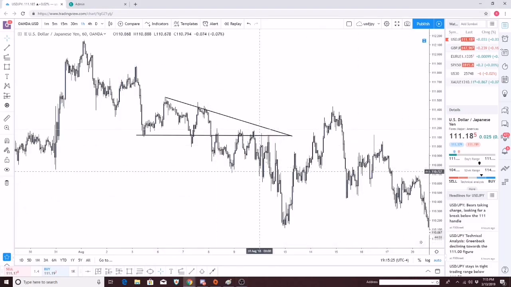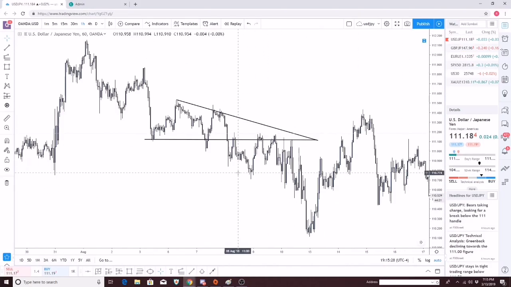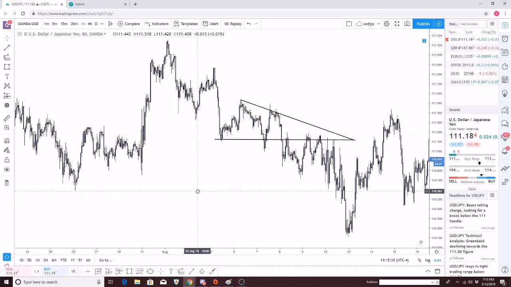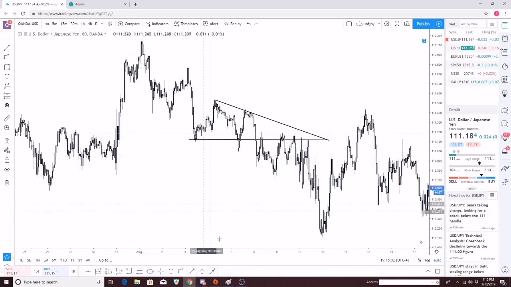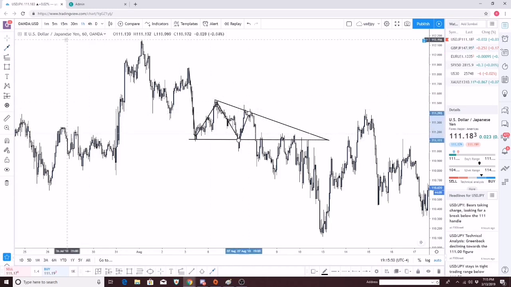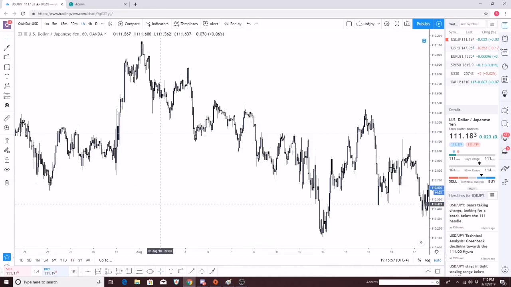So I've been trying to find textbook ascending and descending triangles, but the reality of trading is most of the time you're not going to find a textbook ascending or descending triangle. So I found a descending triangle here. We were met with a high momentum bearish move, pulled back up, buyers were met with selling pressure, the market came back down, then bears were met with buying pressure, came back up, formed this lower high point, and then broke out of that descending triangle pattern.